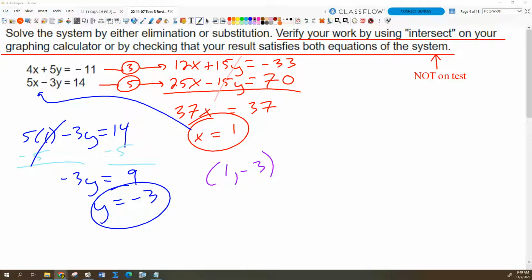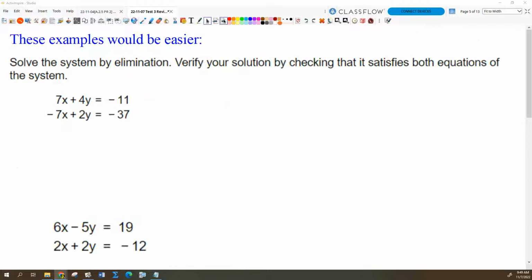Okay, give me thumbs. We good on that? If you can do that one, the other ones are easy. I won't go through these, but here are examples of some simpler ones. Like that top one, do I even need to multiply? No, I can just add those up right away and the x's cancel. I can just eliminate a variable immediately. Bottom one is a little bit easier. How come?